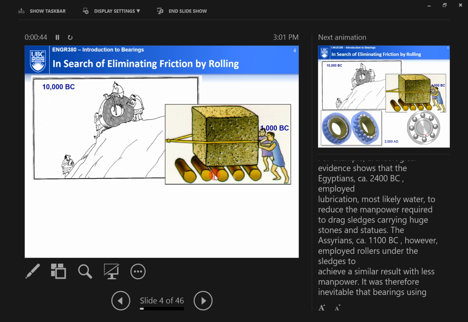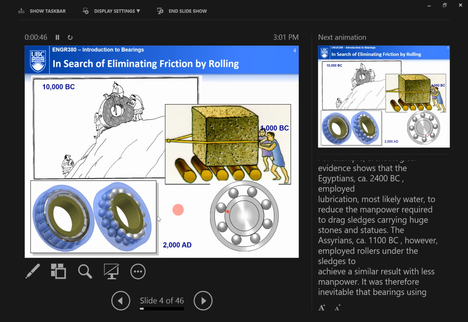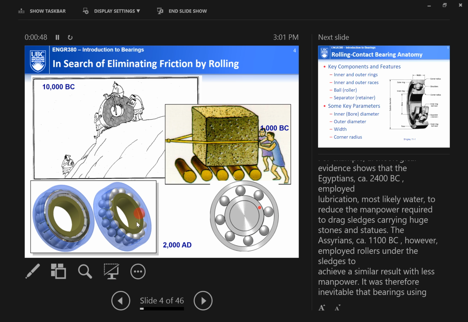So it's basically inevitable to see the modern bearing type of structures starting to show up here. A bearing essentially is a cluster of balls within two rolling surfaces, and the structure of the bearing gives you a very smooth motion and high speed.